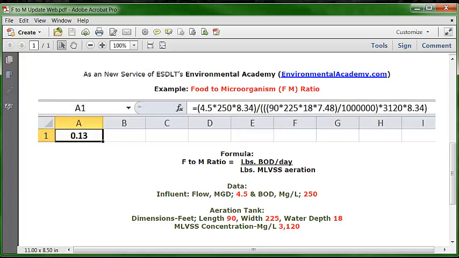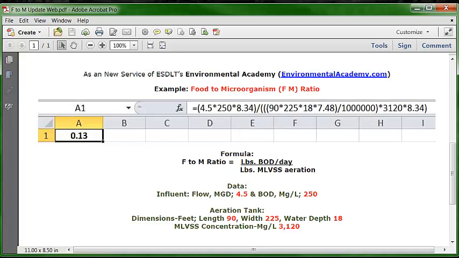And you can actually use this as a standard mathematical formula for F-to-M ratio. For some of you who may want to have a little more detail in customizing the formula for other work, I'm going to spend a little more time on that in this video. And the first thing I want to point out here is this 4.5.